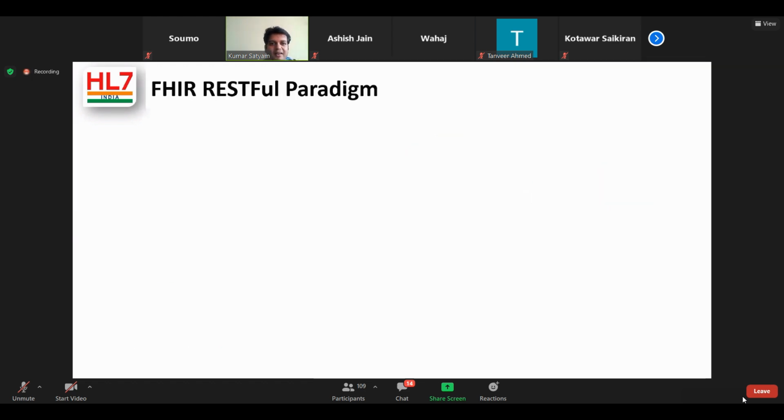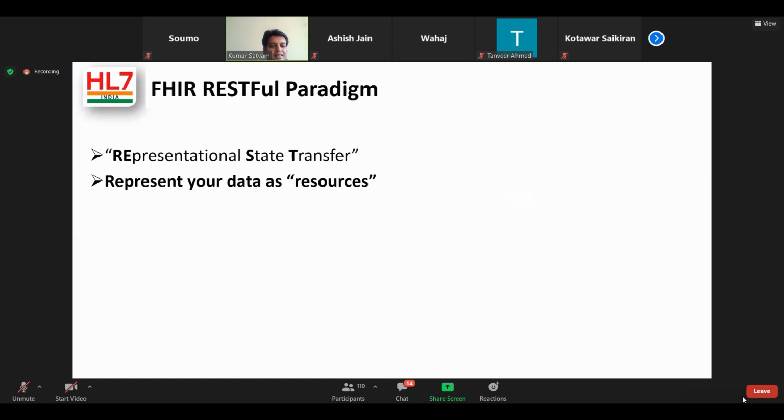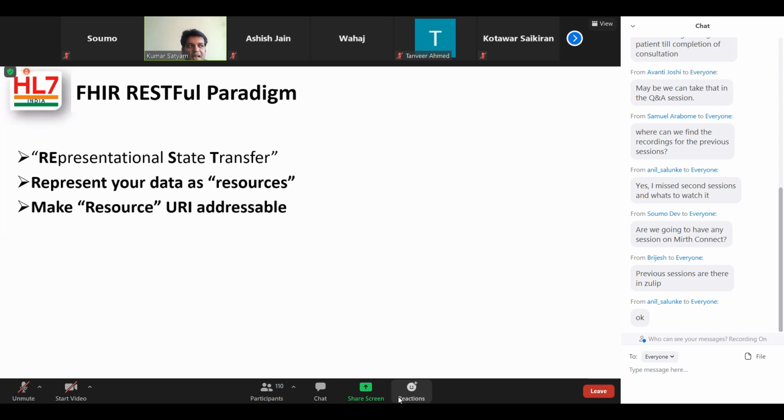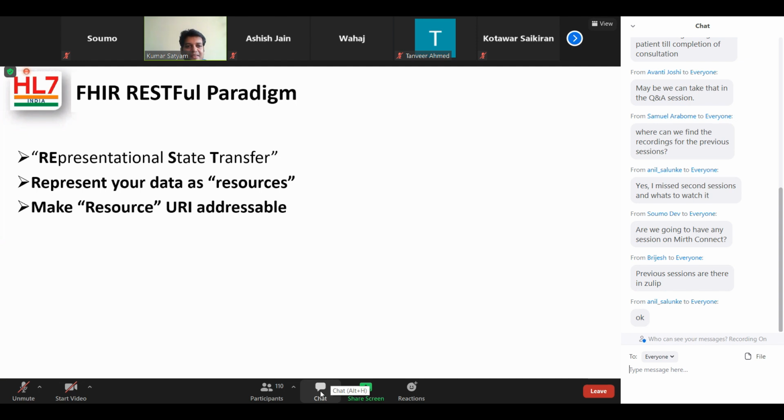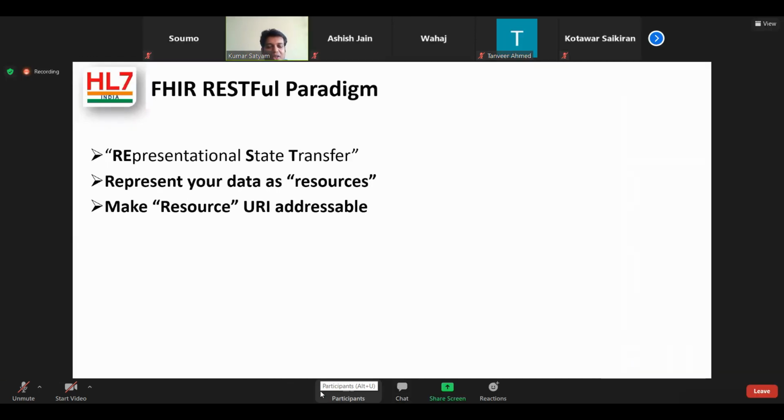We looked at the FHIR RESTful paradigm last week. It is based on REST. It has the basic concept of resources, where all your data is represented as resources. The resources are URI addressable, meaning each resource has a definite identifier and a location where you can access it.